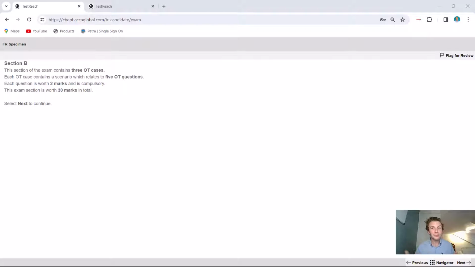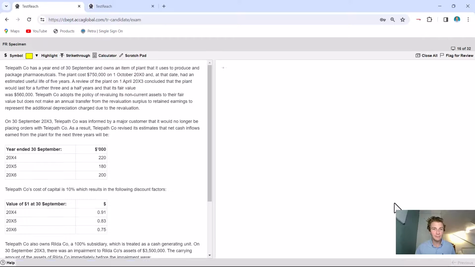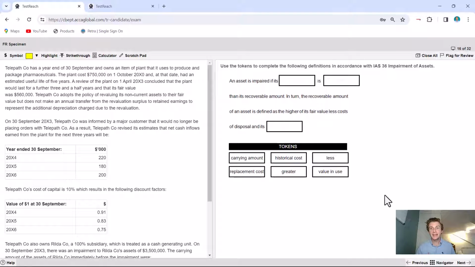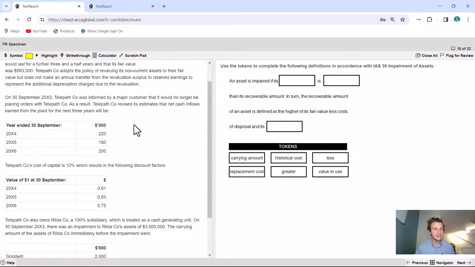But let's jump into an actual question so you can see what it would be like as per the financial reporting specimen examination paper. And this is sort of a classic question you can see on the screen here, IAS 36, impairment of assets. Now in your examination, there are going to be some questions in Section B that have nothing to do specifically with the scenario. So you can see it on the side there. We're given that Telepath Co has an item of plant and a few other details down here.